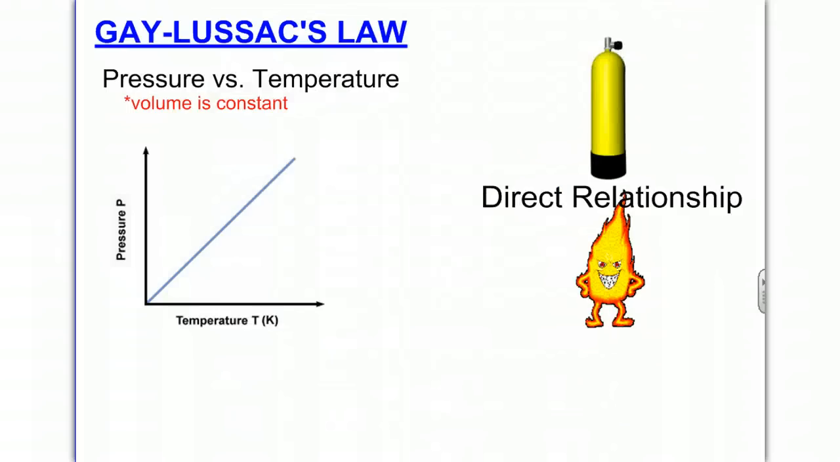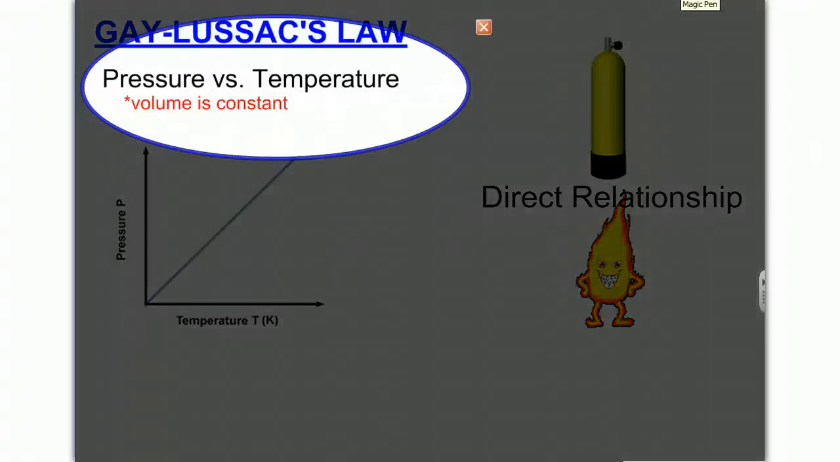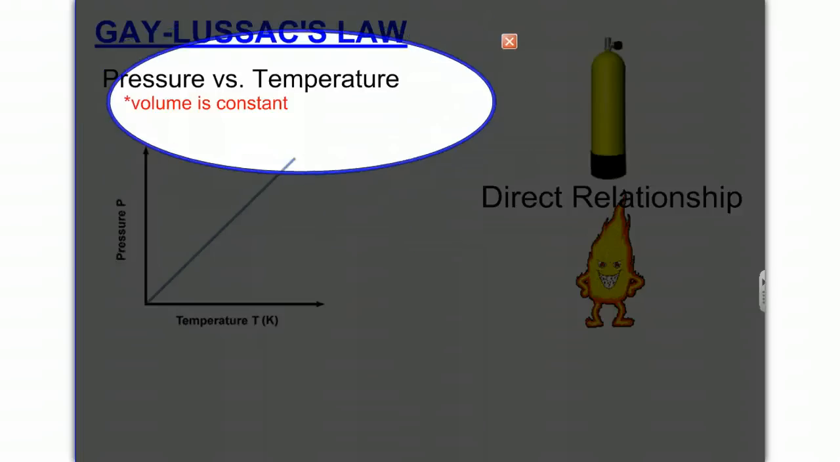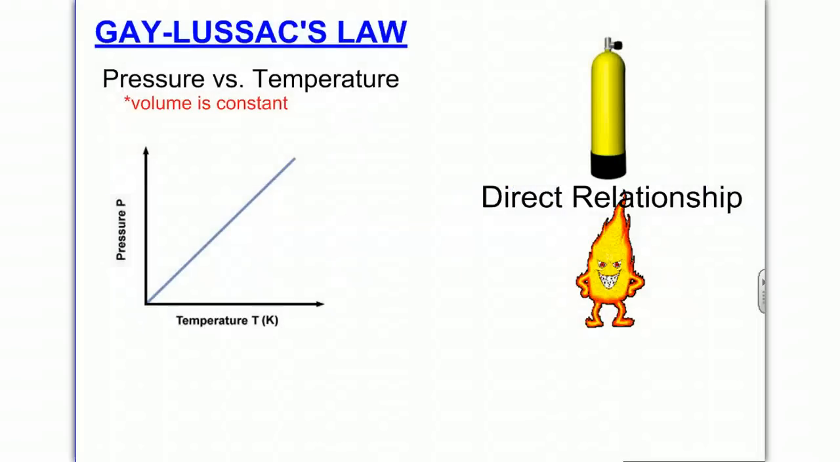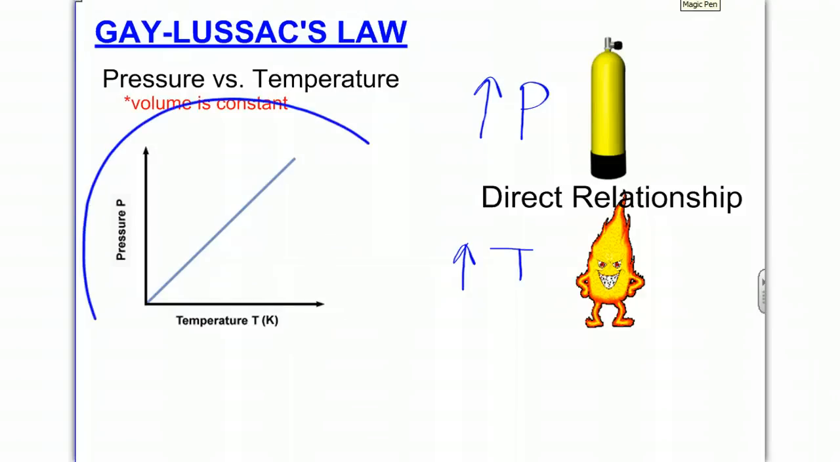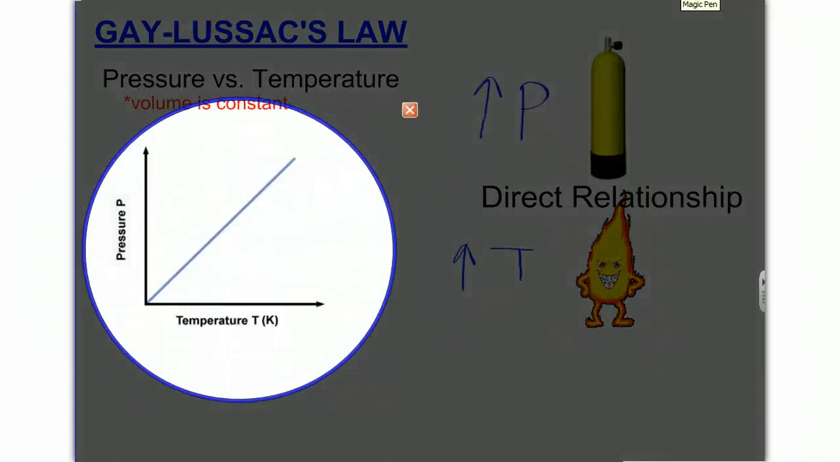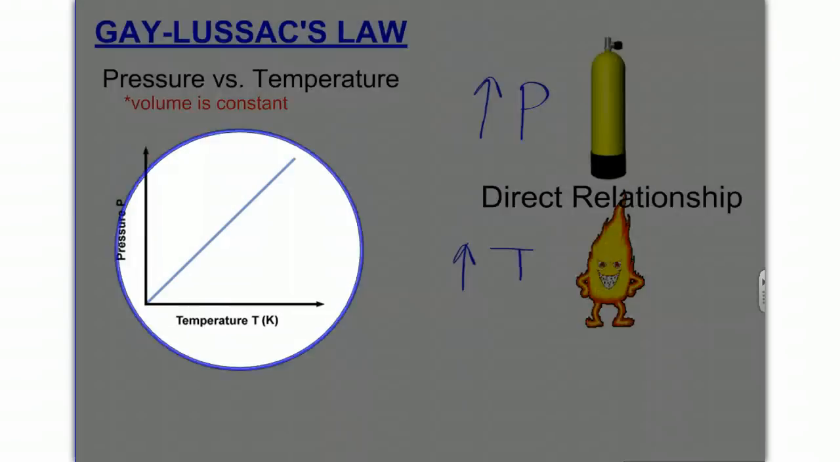Gay-Lussac's law is going to deal with pressure and temperature. Volume will be constant in this scenario. There is a direct relationship between pressure and temperature, meaning as you increase temperature, like in this case, increasing the temperature under this tank, which is rigid and therefore cannot change volume, the pressure in the tank will also increase. And so the graph of this is a straight diagonal line, as you can see over here on the left-hand side, showing the direct relationship between pressure and temperature.